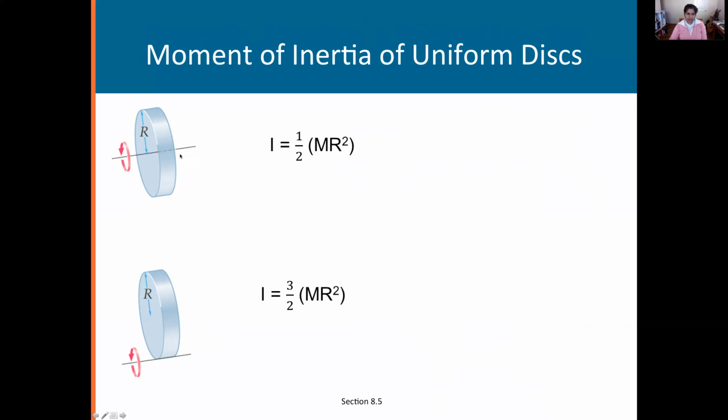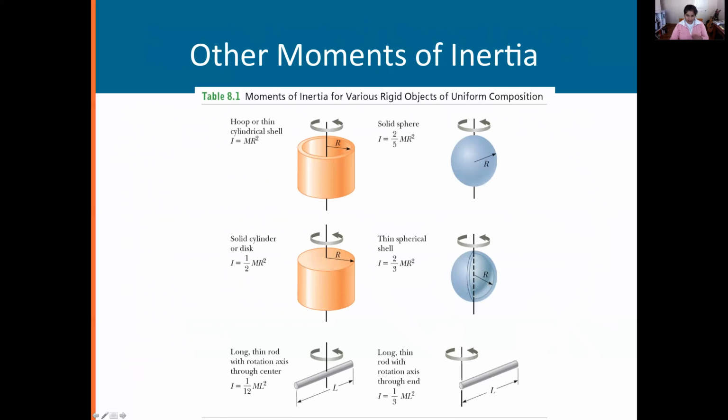If you shift the axis so that the entire disk rotates about an axis on the edge, then it's going to be greater than this, because now you have some mass which is further away, almost 2r away. The mass up here is twice the radius away from the axis of rotation. So indeed, this is greater: 3/2 mr squared.